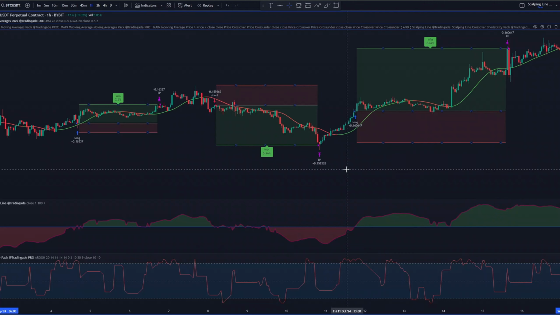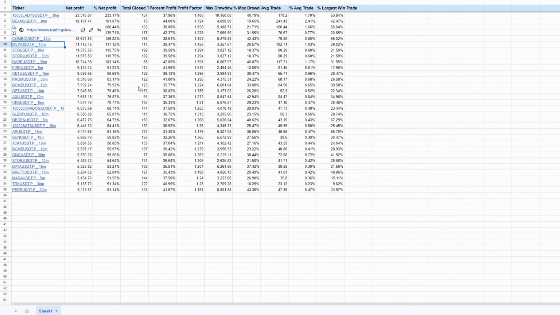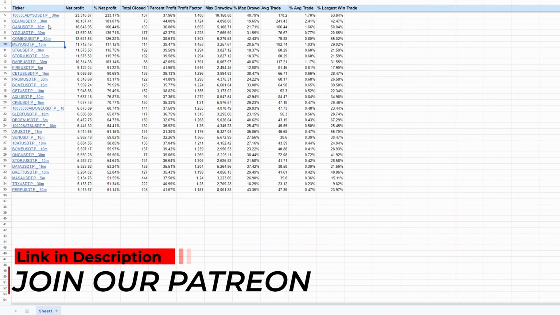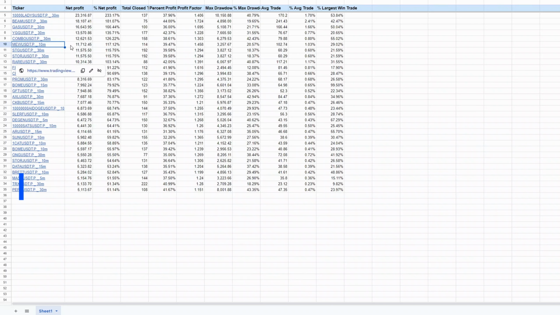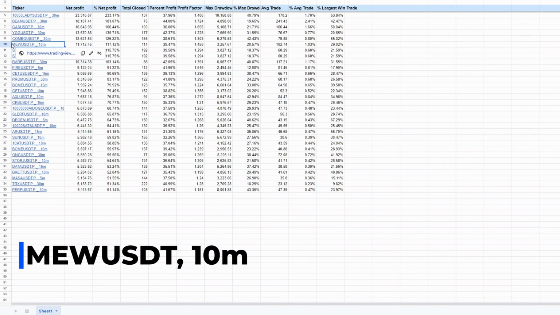We have set all the rules of our strategy and we are just ready to jump into backtest results. I'm gonna take the backtest results based on these spreadsheets, which you can find in the Settings Bank Premium channel on Discord. This strategy seems to be pretty effective on the 30 minutes time frame, 15 minutes time frame, 10 minutes time frame, and some 5 minutes time frame. Today we're gonna analyze the new USDT 10 minutes time frame.